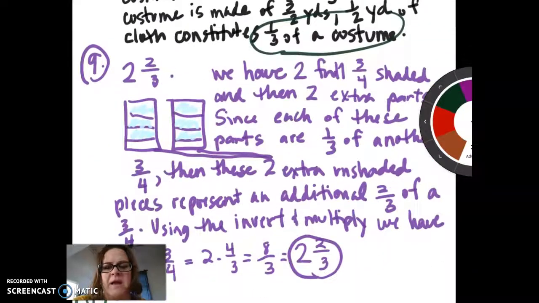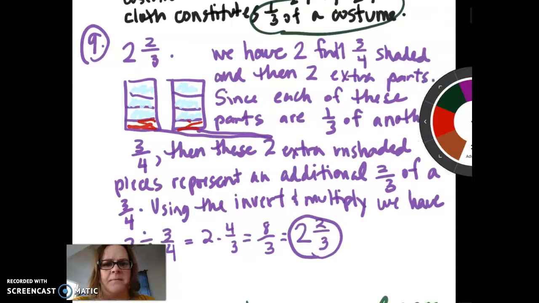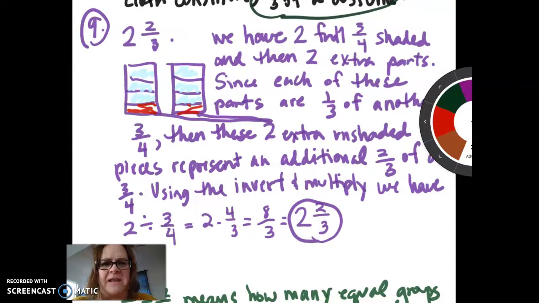So in number 9, I just made what I think is a simple math drawing to hopefully interpret those extra pieces. So the answer is 2 2/3. So what we have is 2 full 3/4, and I've shaded those with the light blue here. And then we have 2 extra parts. Why don't I make those red? Those 2 extra parts are each a third of another whole 3/4. So if our whole is our 3/4, then each of these is a third of that. And so the 2 unshaded pieces, or the 2 red pieces now, represent an additional 2/3 of the 3/4.